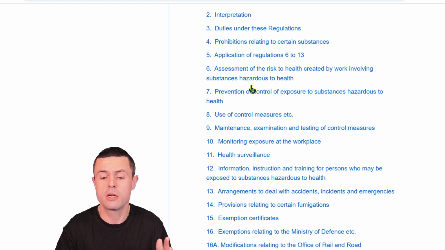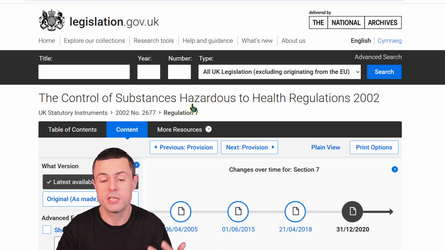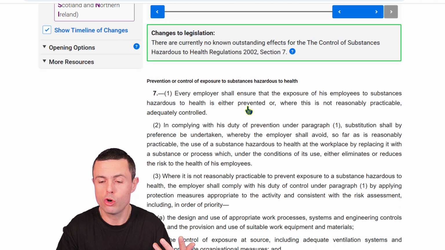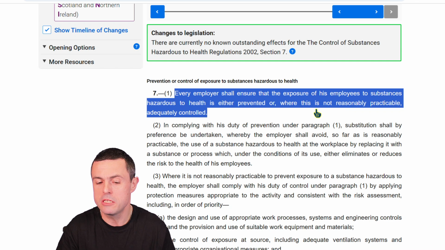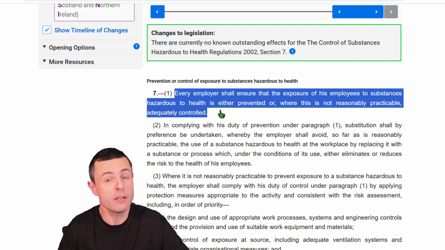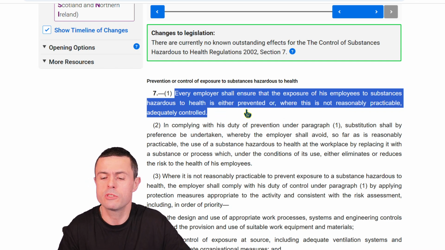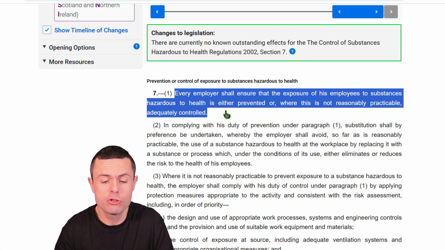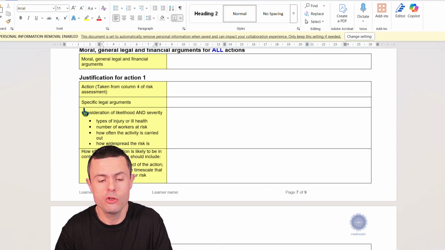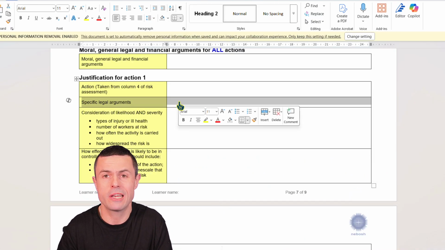And of course, your big legal requirement, which we have here, is the prevention or control of exposure. Every employer shall ensure that exposure of his employees to substances hazardous to health is either prevented or, where this is not reasonably practicable, adequately controlled. And that's a fantastic duty which you could mention a little bit later in your specific legal arguments right there.